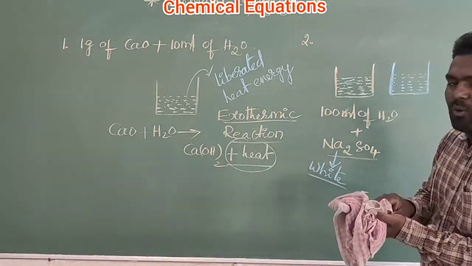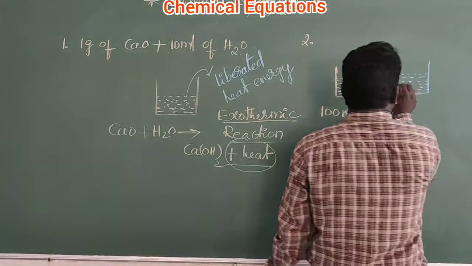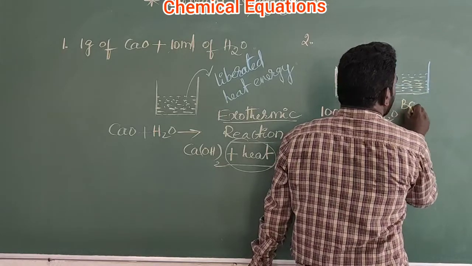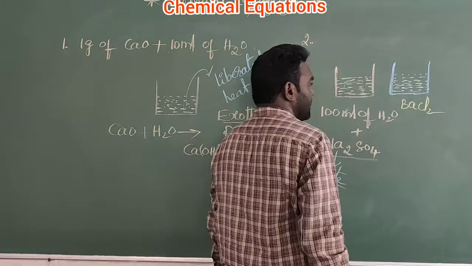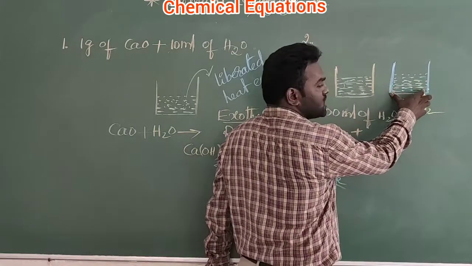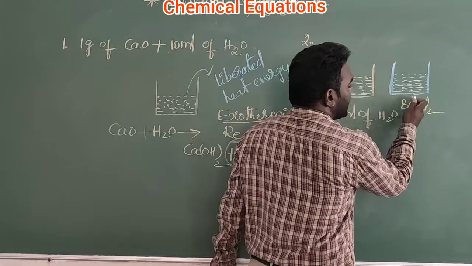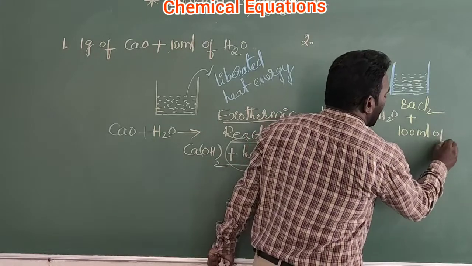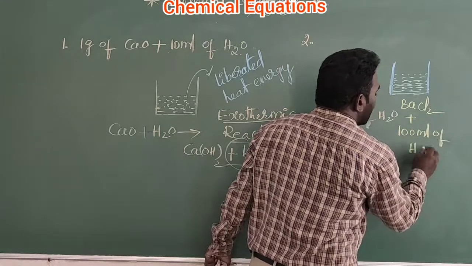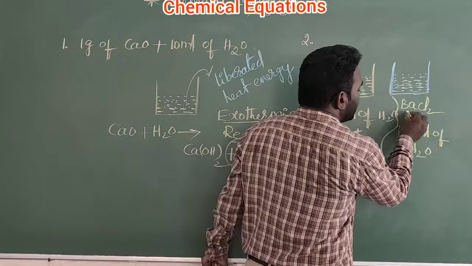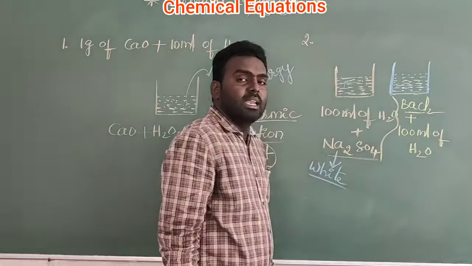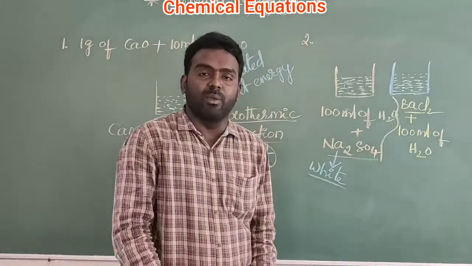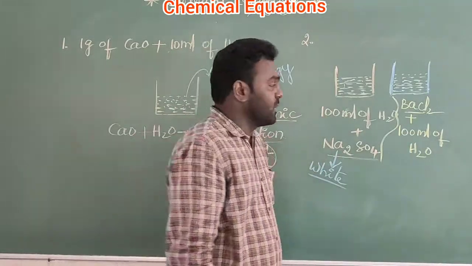In this beaker you will take 100 ml of water, and in this 100 ml of water you add a very little amount of barium chloride. This is then called an aqueous solution of barium chloride.